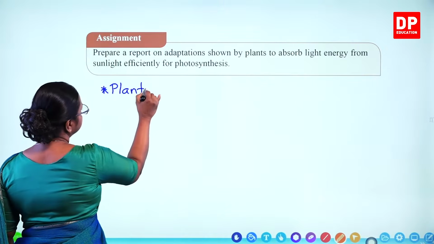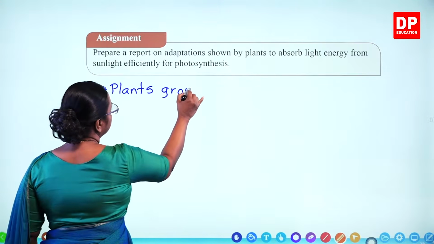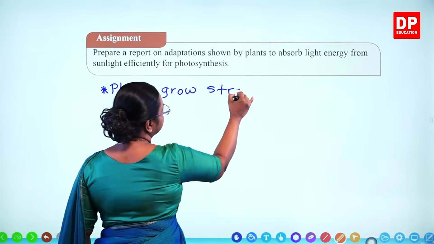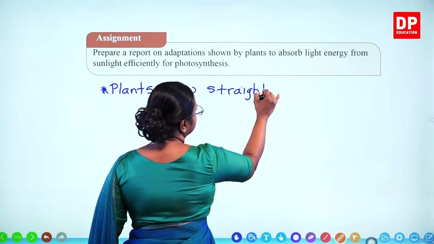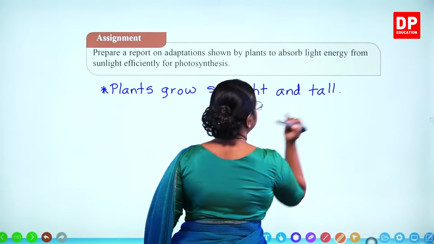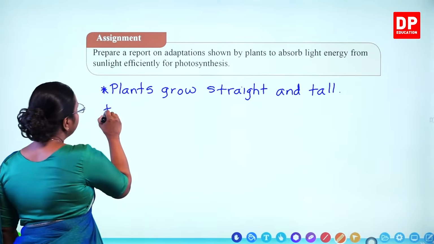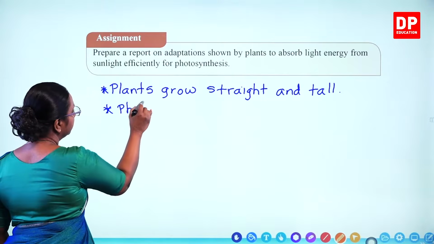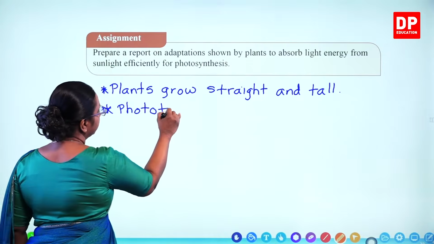Plants grow straight and tall, and also they show phototropism.